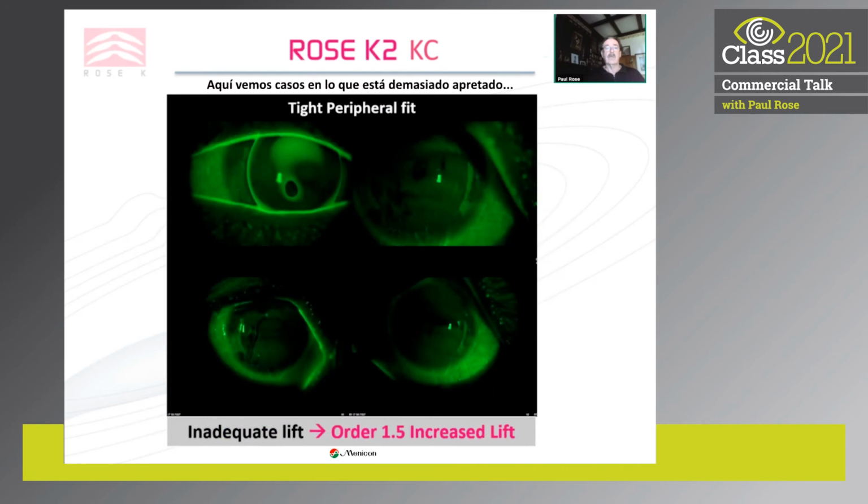Here we see cases where it's too tight, and you can see the damage this is causing to the epithelium. This is actually probably binding to the cornea. This patient could only wear this Rose K lens for about 2 hours before it became uncomfortable. All I did was alter the edge lift by plus 1.5, and wearing time went to all day. The edge lift value is just so important in determining how that lens will perform.